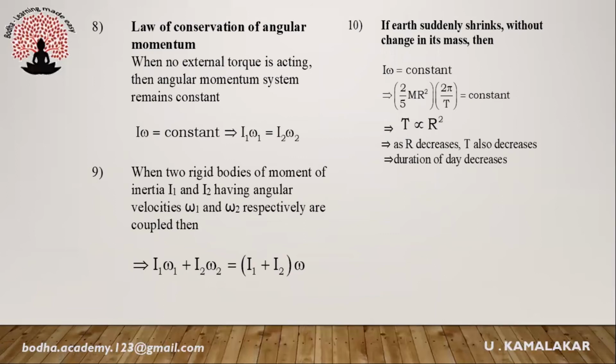Law of conservation of angular momentum. When no external torque is acting, then angular momentum of a system remains constant. That is, Iω = constant. That is, I₁ω₁ = I₂ω₂. When two rigid bodies of moment of inertia I₁ and I₂ having angular velocities ω₁ and ω₂ respectively are coupled, then initial angular momentum is equal to final angular momentum. That is, I₁ω₁ + I₂ω₂ = (I₁ + I₂)ω. If Earth suddenly shrinks without changing its mass, then duration of day decreases.